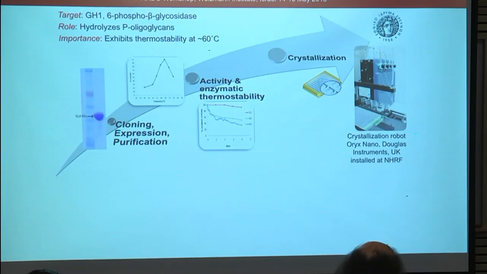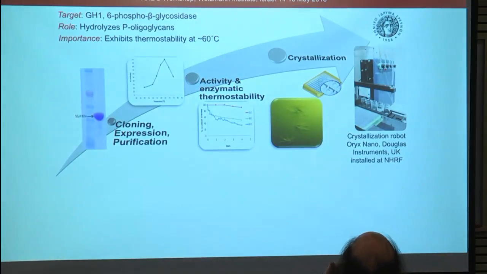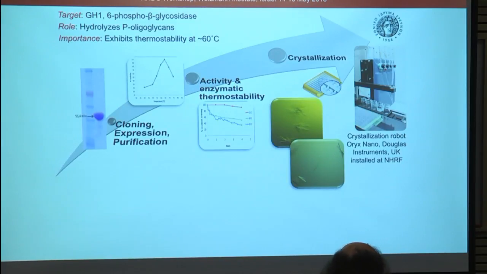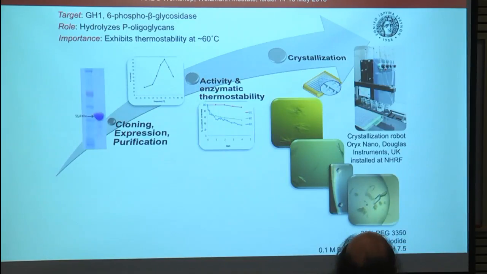Crystallization experiments are carried out in our structural laboratory at NHRF. Here we can see the first crystallization trials for commercial screens after rational selection, and further optimization resulted in rhombohedral shaped crystals.